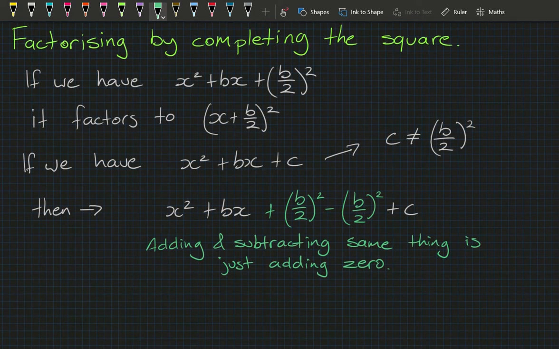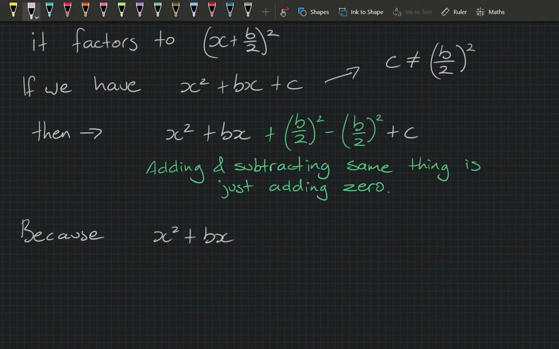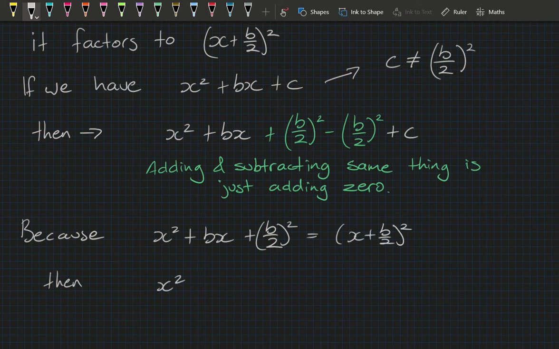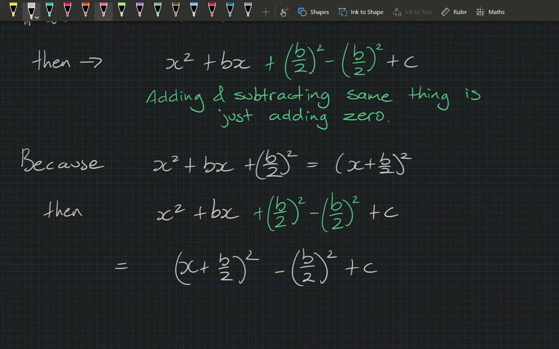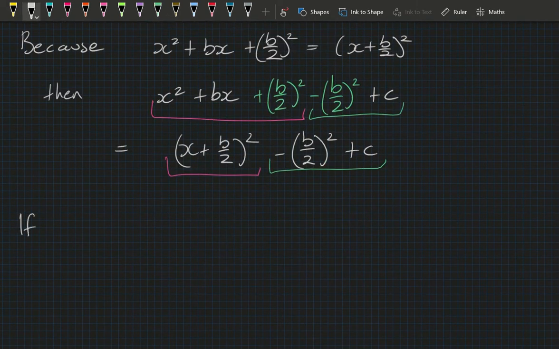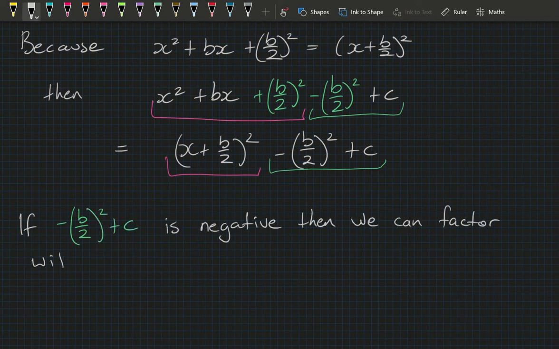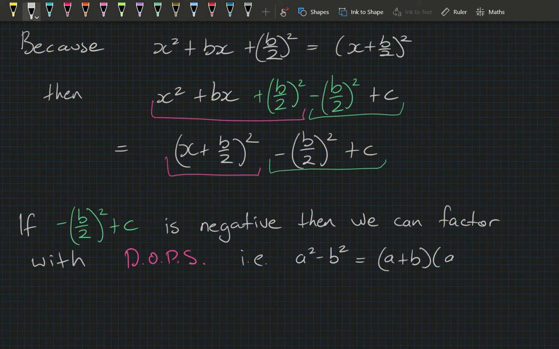And as we've stated, x squared plus bx plus b on 2 squared is equal to x plus b on 2 all squared. Then x squared plus bx plus b on 2 squared minus b on 2 squared plus c becomes x plus b on 2 squared minus b on 2 squared plus c. Because this part here is just the perfect square, and of course we don't lose the bit on the end. And if the bit on the end, otherwise known as minus b on 2 squared plus c, is negative, then we can factor with a difference of perfect squares, i.e. a squared minus b squared is equal to a plus b times a minus b.